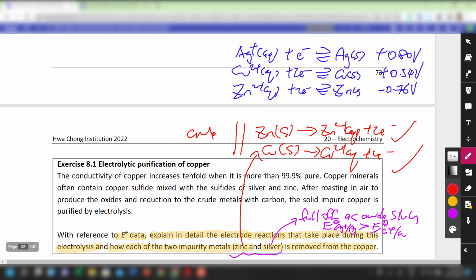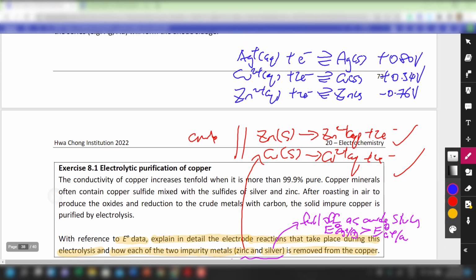Okay, and then what about at the cathodes? At the cathode, we have to compare the reduction potential values. You notice that copper 2+ to copper is more positive as compared to that of zinc 2+ to zinc. So at the cathodes, only copper 2+ will be reduced to solid copper, because the reduction potential of zinc 2+ to zinc is more negative, or you can say less positive, than copper 2+ to copper. Zinc 2+ is not being reduced, and it will remain in the solution as the aqueous cation.